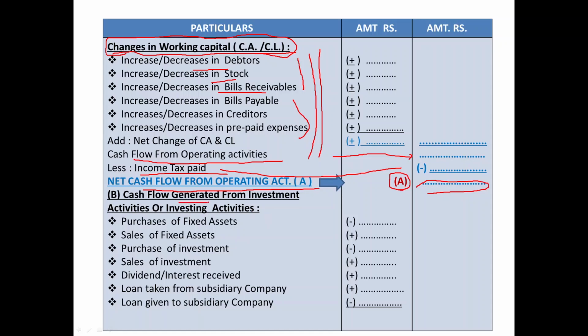Title B, cash flow generated from investment or investing activities. Purchases of fixed assets, sales of fixed assets, purchases of investment, sales of investment. You know, if you purchase, it will indicate cash outflow, so minus. If you will sell the fixed assets, it will generate cash flow, so plus. Plus and minus both sign you have to use.